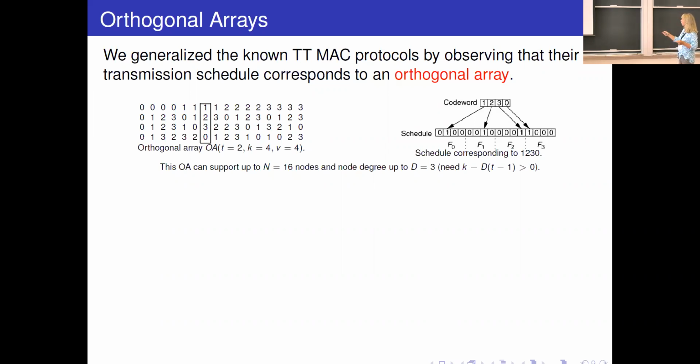And so here's a tiny little orthogonal array, and each column or code word, we can convert that into a schedule by taking each symbol in each code word and assigning it to a subframe. So we're going to concatenate frames together to form a schedule, and we're just going to assign the ith slot in the subframe to the symbol in the code word. And this tiny little orthogonal array can support up to 16 nodes and node degree up to 3, which is pretty good.